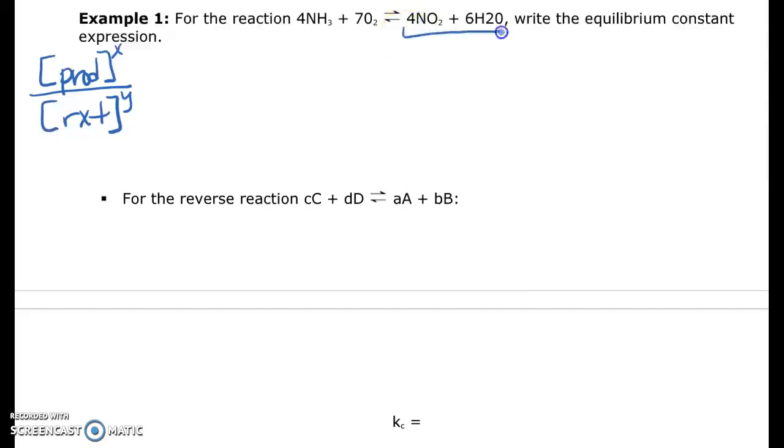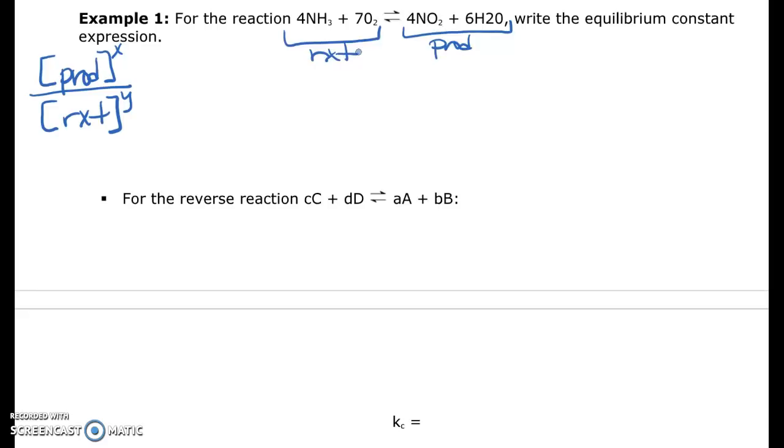Because these are our products, those are going to be on the top. And because these are our reactants, these are going to be on the bottom. You should probably be given states of matter with respect to things like this. But considering that you're looking at ammonia and oxygen gas, you can pretty safely assume that these are all going to be in the gas or vapor state.